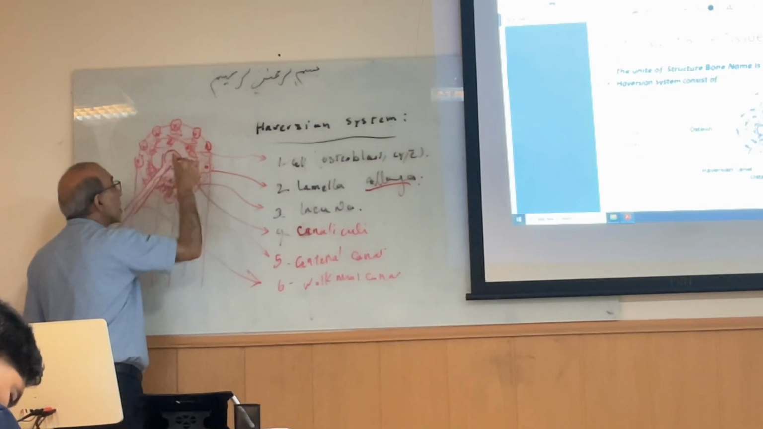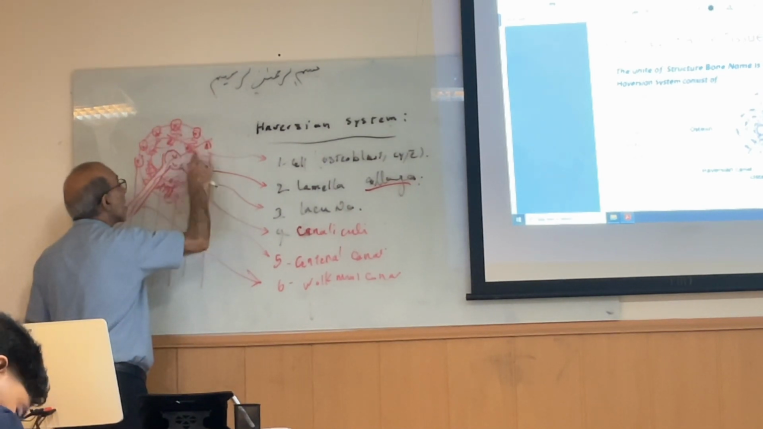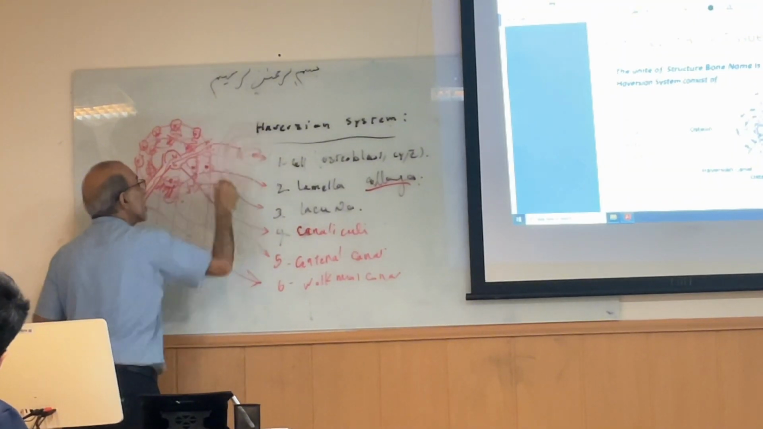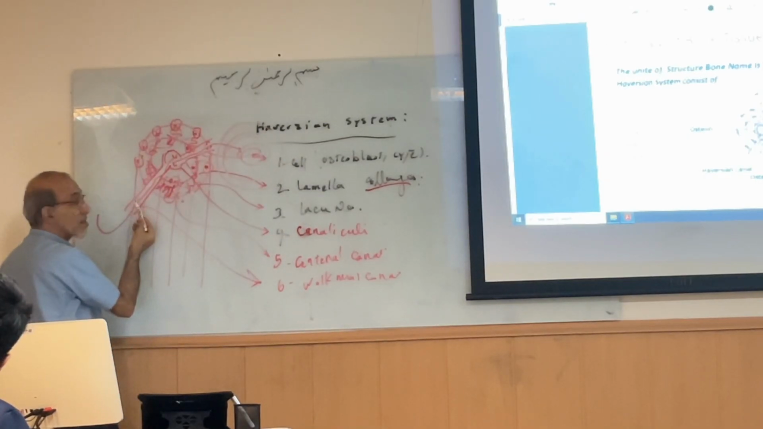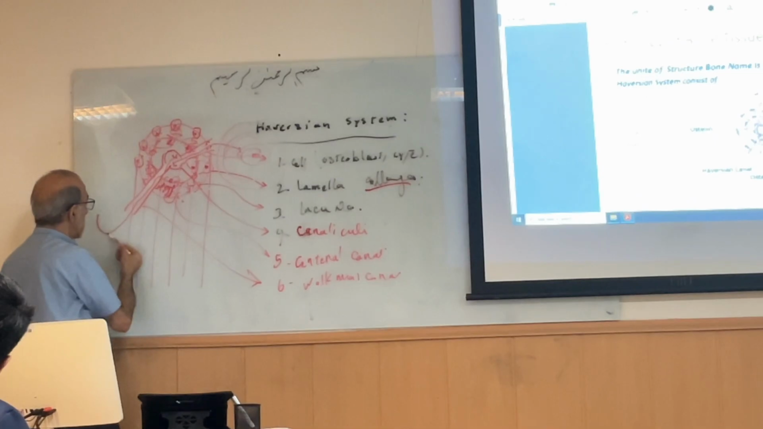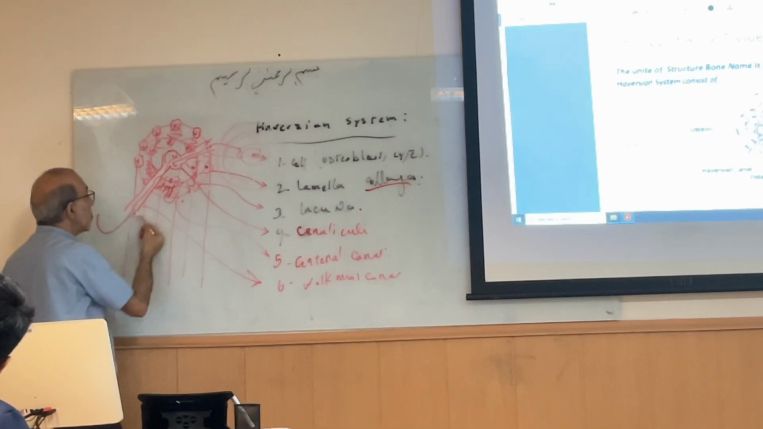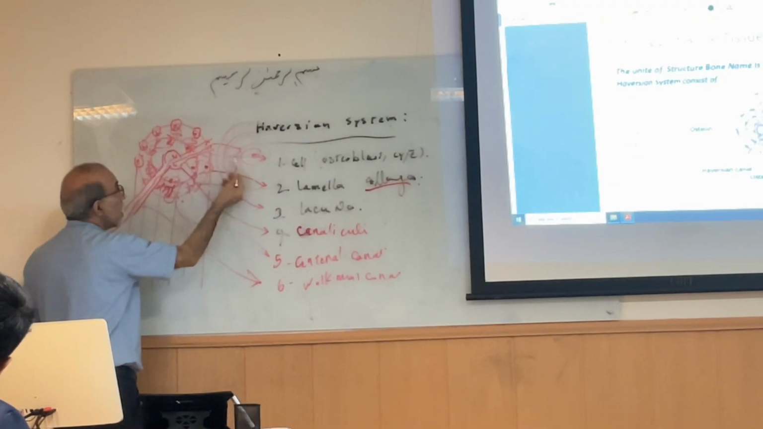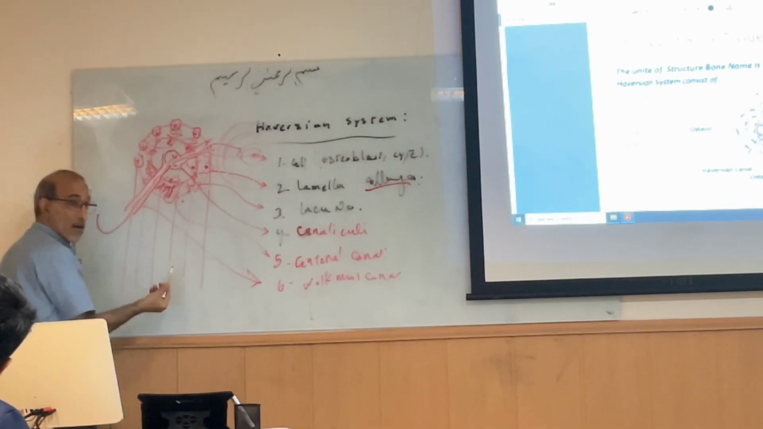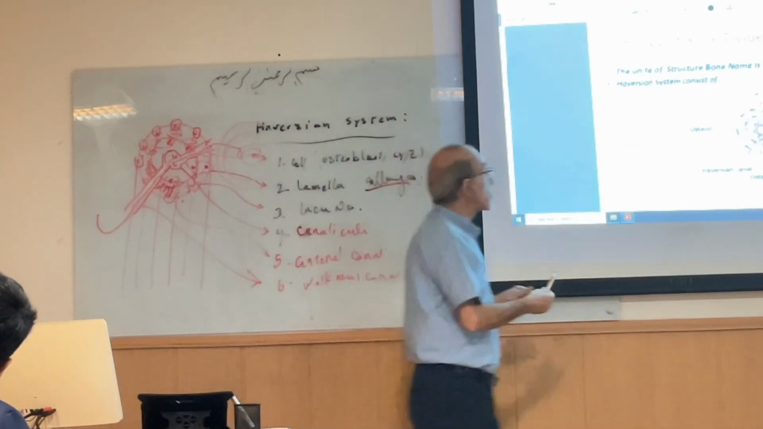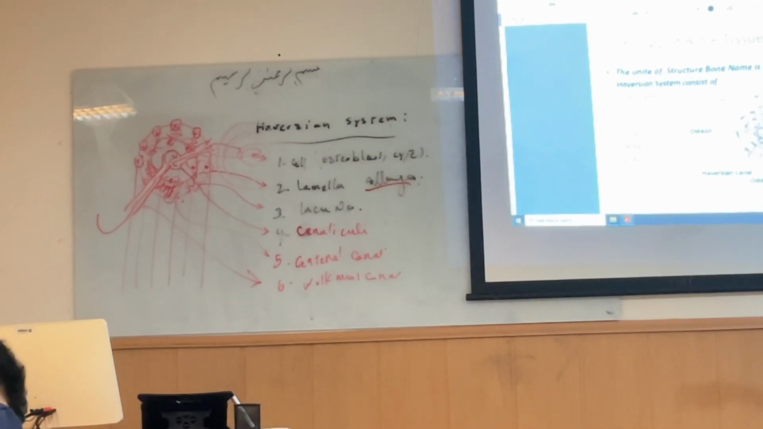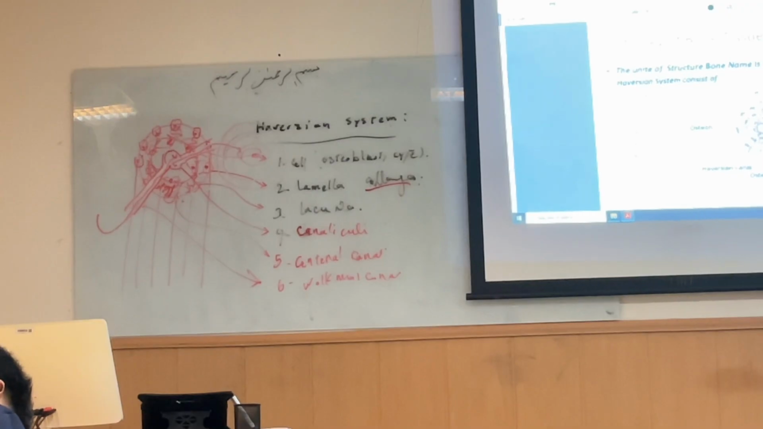In this part, by Volkmann's canal, it continues to another Haversian system. The Haversian system has vessels. Through Volkmann's canal, the vessels continue to the Haversian system and then exit and go to another Haversian system. Do you understand? Yes. Very good. This is a schematic of the Haversian system. Very good picture.